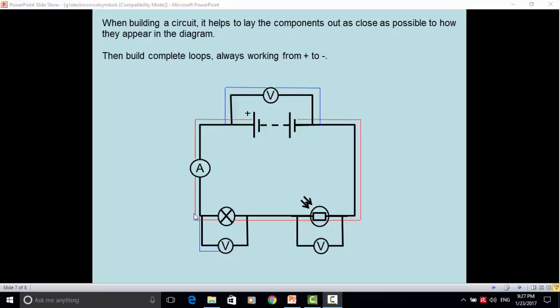Next, I can come from here, which will actually be connected to this side of the ammeter, or this side of the lamp, to the voltmeter, and from the other side of the voltmeter to the other side of the lamp. And finally, from this side of the light dependent resistor to the voltmeter, and from the other side of the voltmeter to the other side of the light dependent resistor.